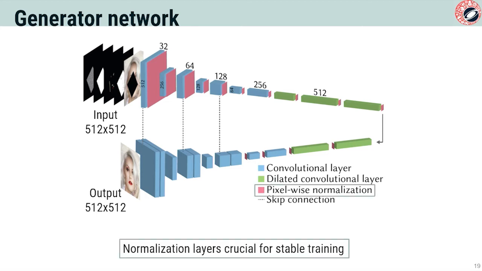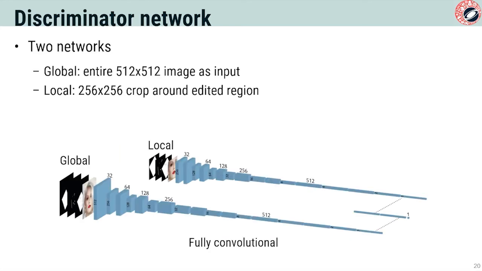In particular, we found that the normalization layers play a significant role. So note that the normalization here is absent in the last 5 layers of the network, and this was crucial to achieve realistic results, to give enough degrees of freedom to the network while still leading to stable training.